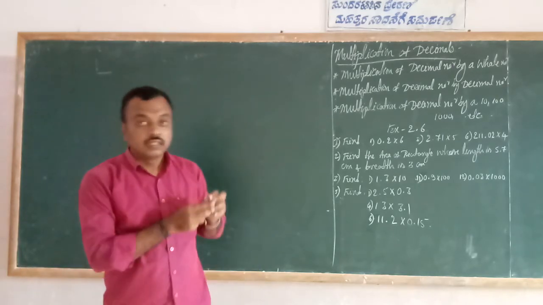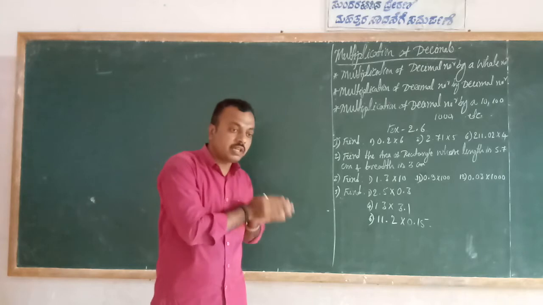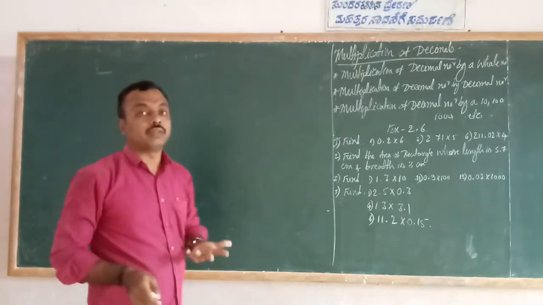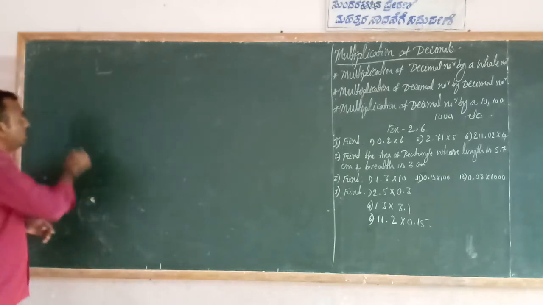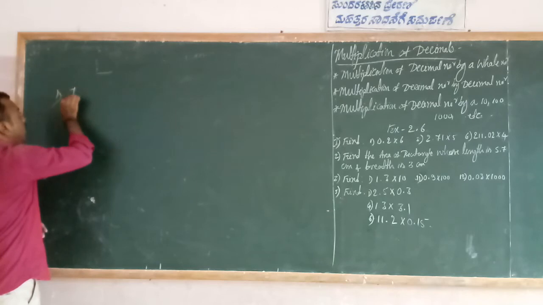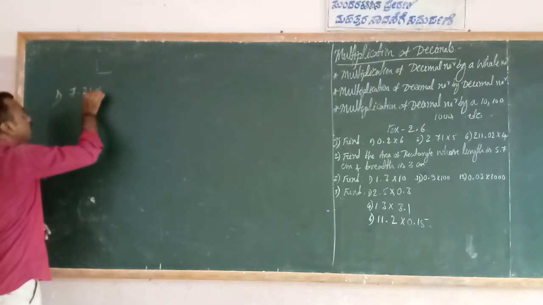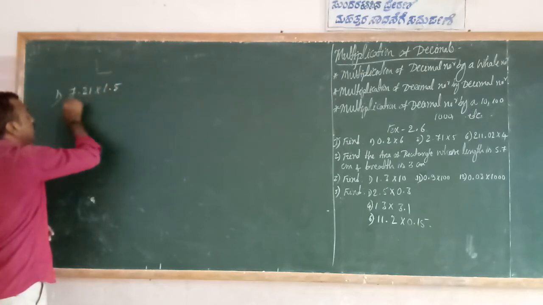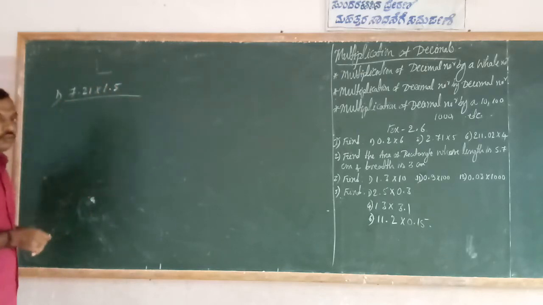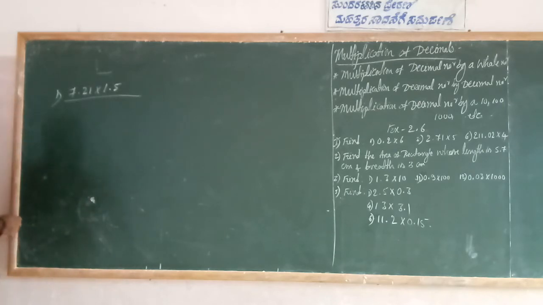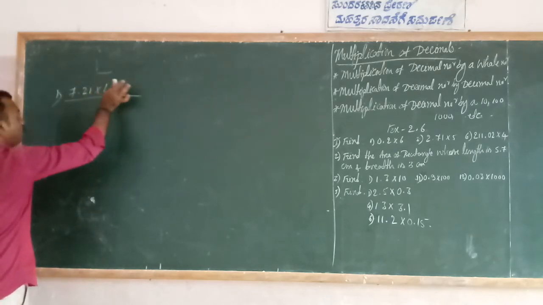See students, first we multiplied a decimal number by a whole number. Now a decimal number by a decimal, both are decimal numbers. How can we multiply? See, for example, 7.21 into 1.5 is there. 7.21 and 1.5. Okay. See, in this, leave the point.